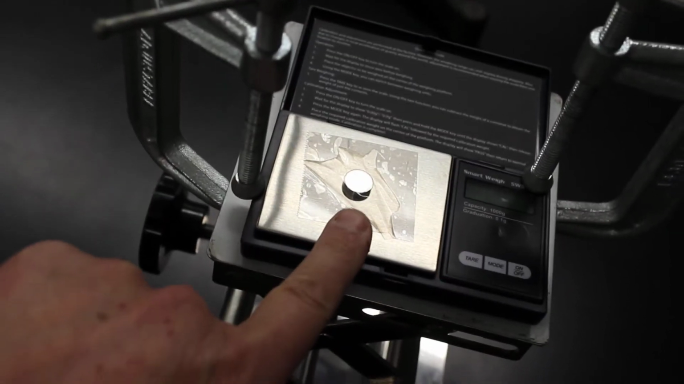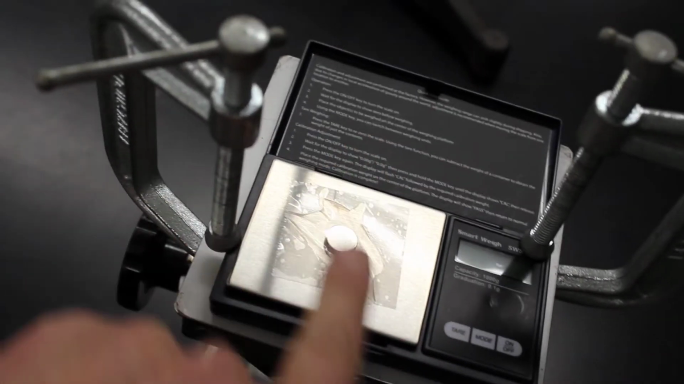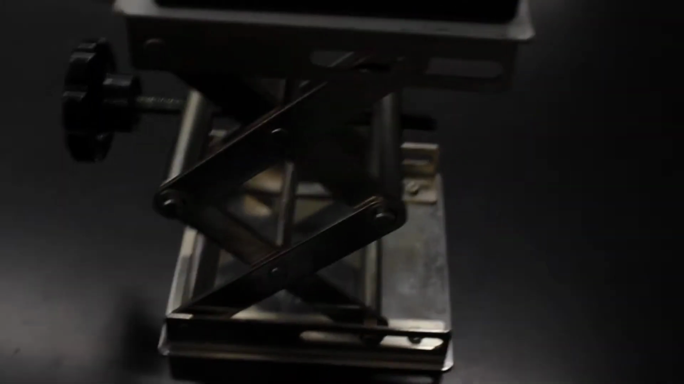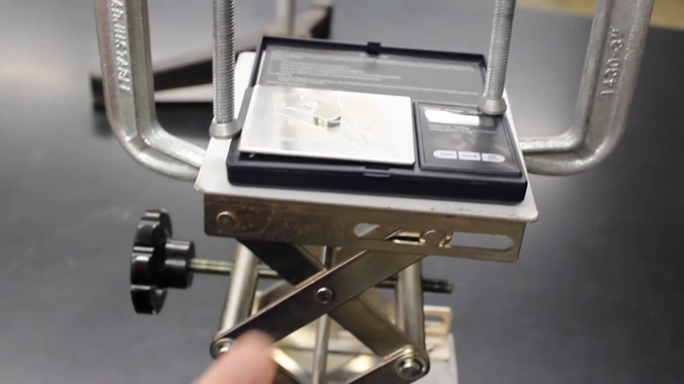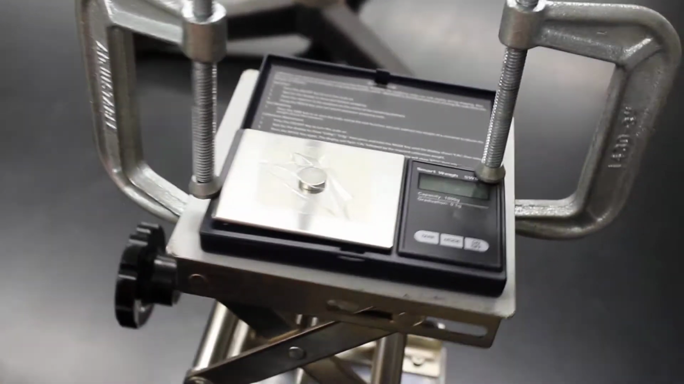It's a little hard to see this, but this device here is a little scale, and it's sitting on a lab jack. So it's a scale on a lab jack. And the scale has a readout up here that tells me how many grams or ounces or whatever unit I want to choose is on there.